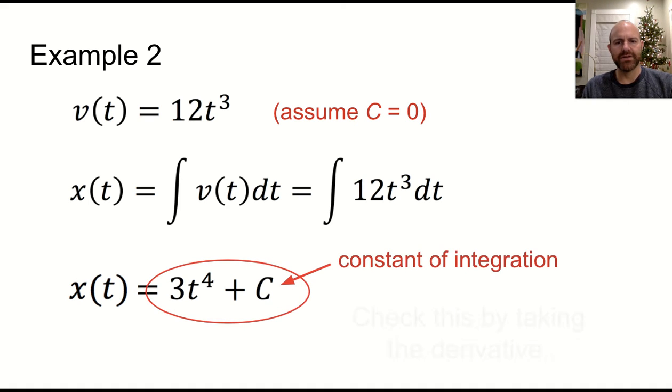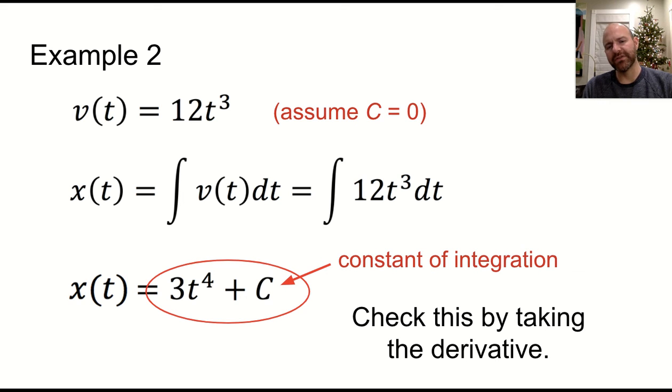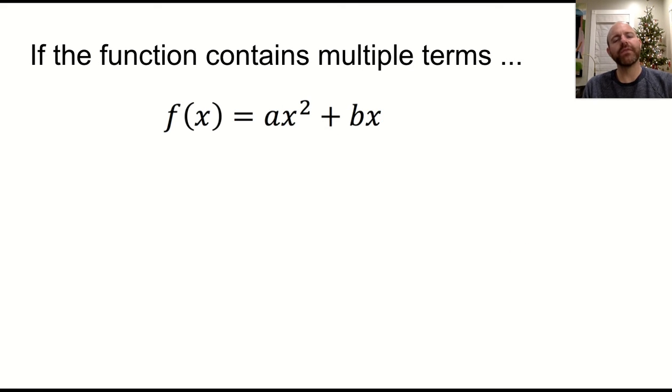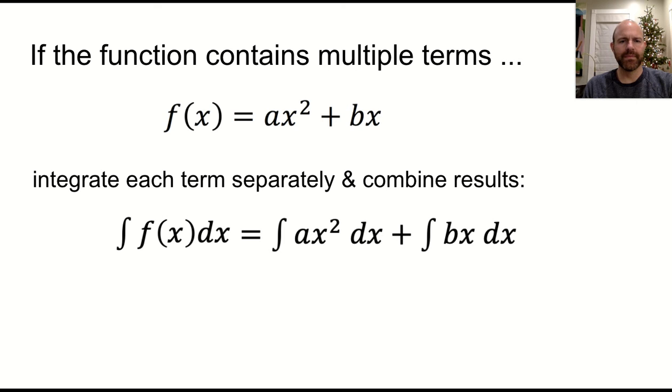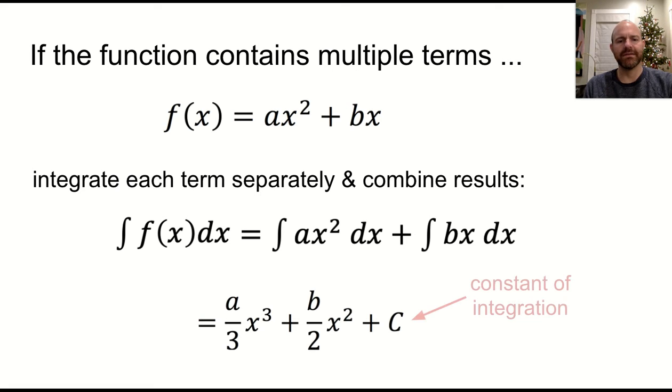Again, a constant of integration, right? You can check it by taking the derivative. You get 3 times 4, t cubed. So if the function contains multiple terms, you just do each one separately. Right? So you integrate the ax squared and the bx separately, and then you put it all together and add a constant at the end.